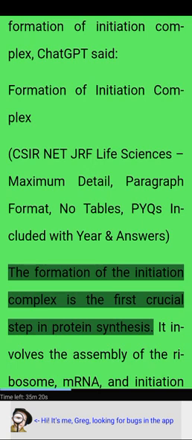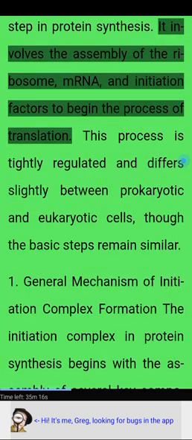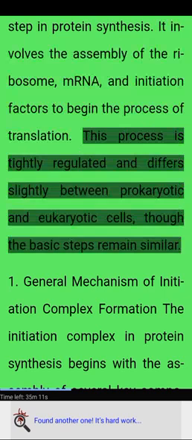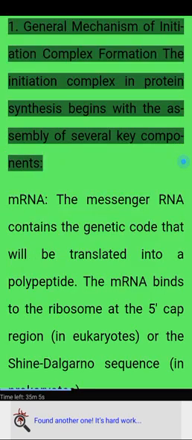The formation of the initiation complex is the first crucial step in protein synthesis. It involves the assembly of the ribosome, mRNA, and initiation factors to begin the process of translation. This process is tightly regulated and differs slightly between prokaryotic and eukaryotic cells, though the basic steps remain similar. 1. General mechanism of initiation complex formation.